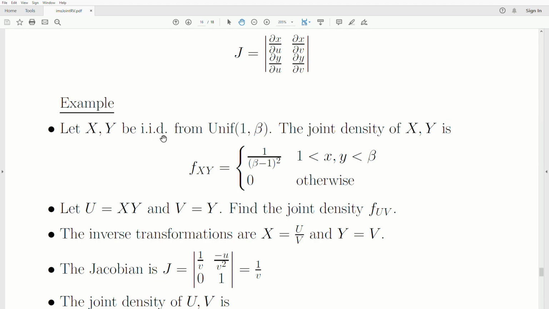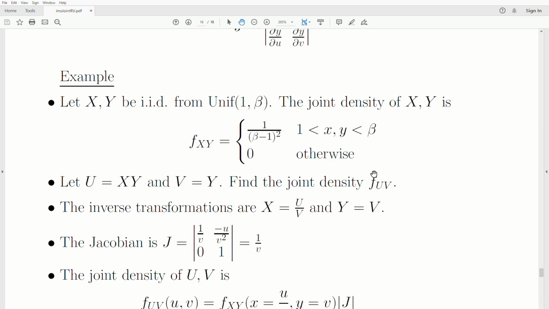Let's let X and Y be IID, uniform 1 to beta. So that means the joint distribution of X and Y is just the product of these two uniform densities, and that's what this is. So f of x, y is 1 over (beta minus 1) squared, and x and y can range freely from 1 to beta. Let's define U as X times Y, and V is equal to Y. Let's find the joint density of U and V.